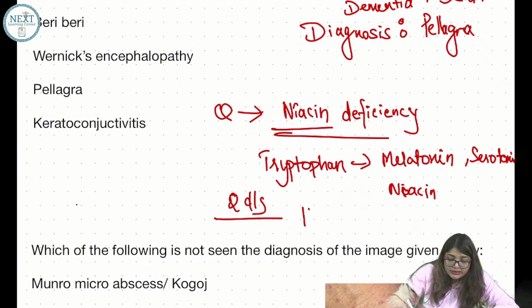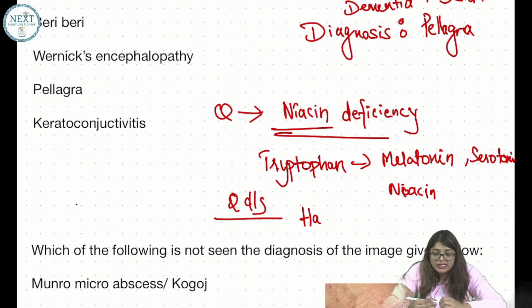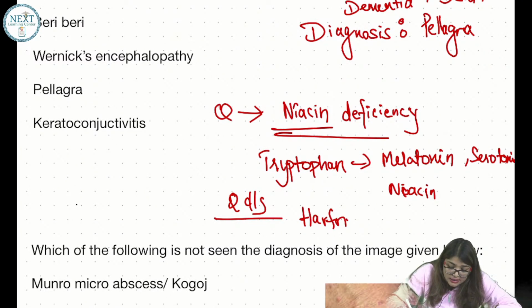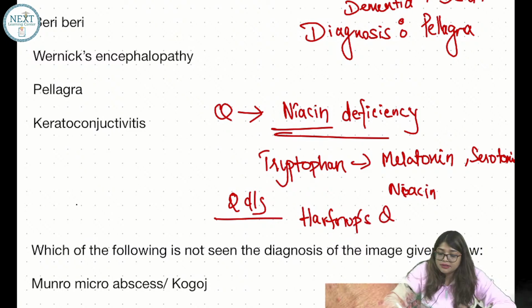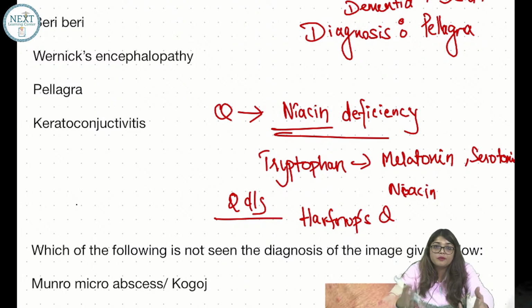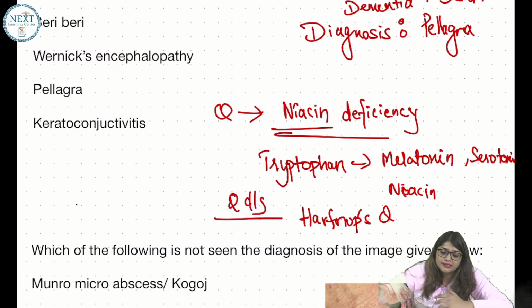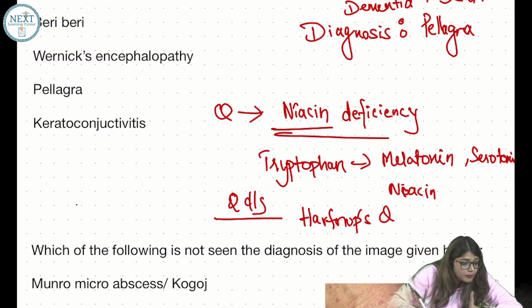Very good. It is deficiency of tryptophan, that is known as Hartnup's disease. So Hartnup's disease also has pellagra-like symptoms. Why? Because of deficiency of tryptophan, niacin will not be made. Again, it will lead to pellagra-like symptoms. Another one, yes, very good.